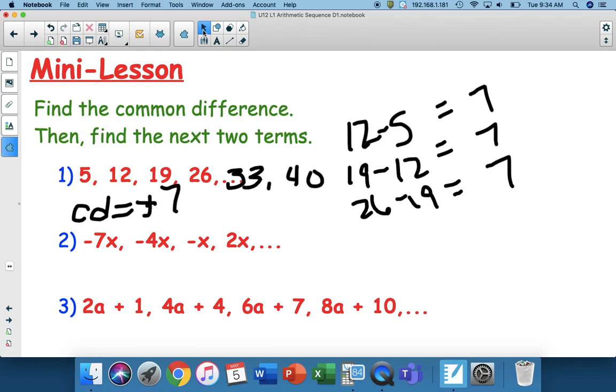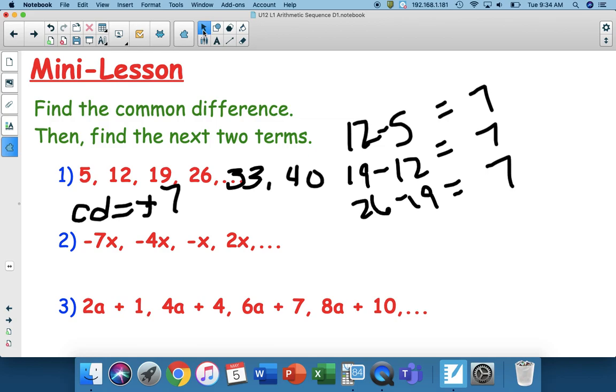The only reason I'm not saying subtract the smaller number from the bigger number is because sometimes our common difference will be a negative number. If that's the case, then we can't subtract the biggest number from the smallest, because then we'll get a positive answer probably. So we always have to subtract in whatever order they give us. All right, so let's look at the next one. We have negative 7x, minus 4x, minus x, and 2x.